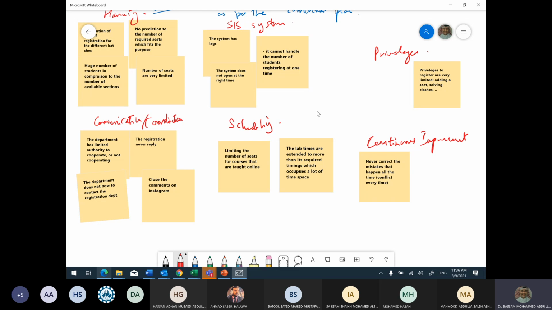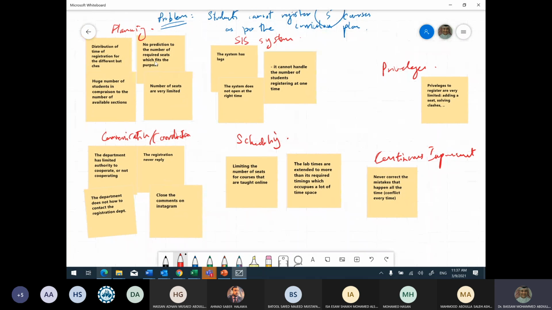And what we have seen here, now we have like six main problems, and you can even go with more time. So I have a problem with planning, a problem with the SIS system, a problem with privileges, continuous improvement, scheduling, and communication and coordination. For a moment, if you see this, we organized the brainstorming, the verbal data that we have. We organized it so that we can deal with it and solve it. Now I know where my problem is.